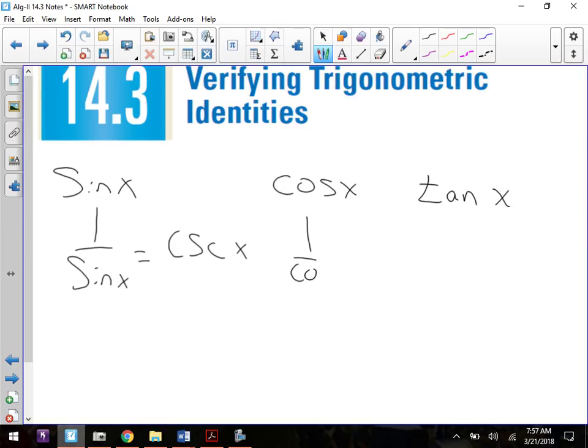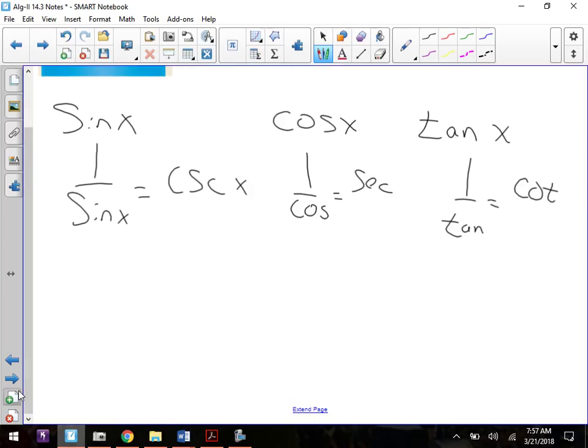Same idea: 1 over cosine is equal to what? Secant. And then 1 over tangent is cotangent. Good. Now, I can do the same thing. Remember when you have fractions, you can exchange things on the diagonal and it doesn't change anything? Same deal goes for it. I can say then that 1 over cosecant is sine. 1 over secant, because all I'm doing is flipping it, goes back to cosine. And then, last but not least, 1 over cotangent is tangent.